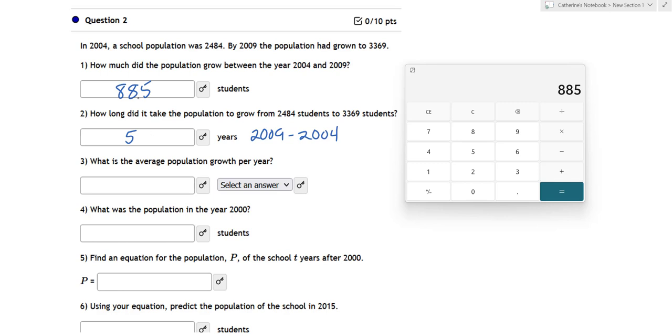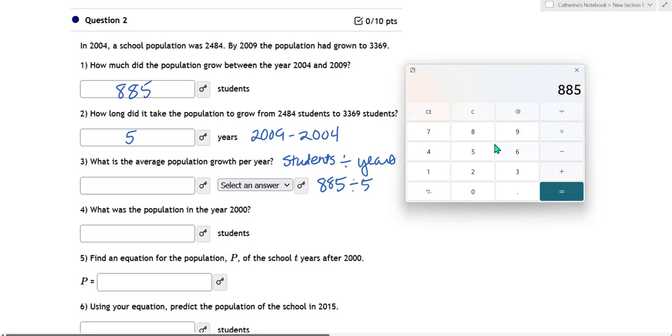What is the average population growth per year? To find the population per year, we just divide these two that we found: the increase in students, or the growth, divided by the years. So 885 divided by 5 is 177, and thankfully that worked out to a whole student.